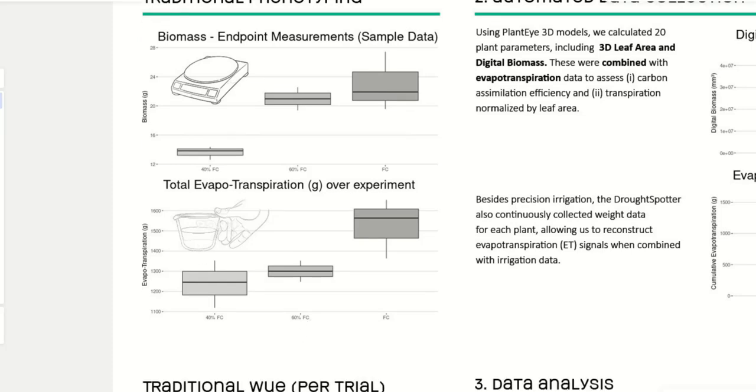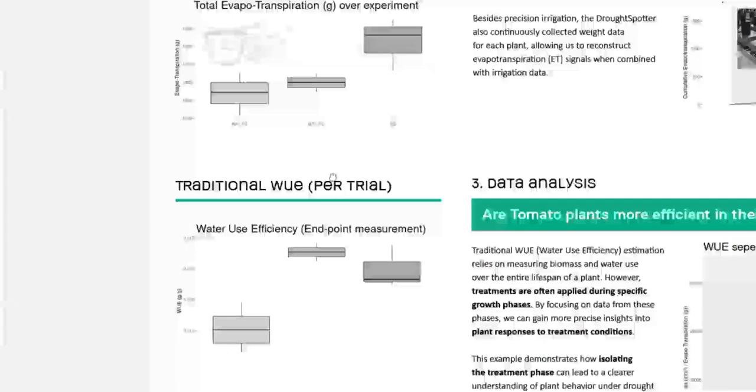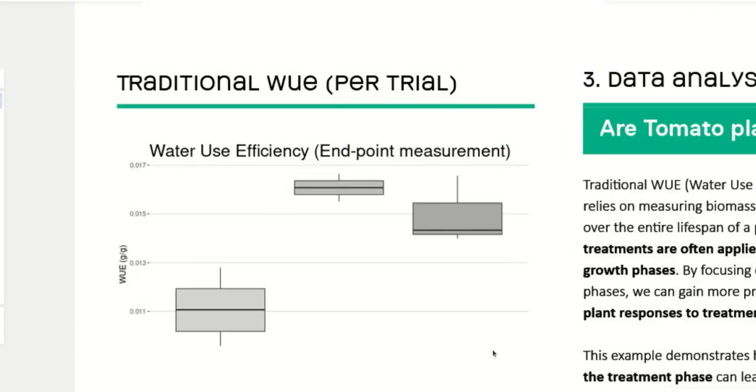Now, to understand which of these treatment groups make the plant more efficient in their water use, we can simply divide the total amount of biomass at the end of the trial over the total amount of water that they used. This is what that would result in: a water use efficiency box plot over the different treatments.